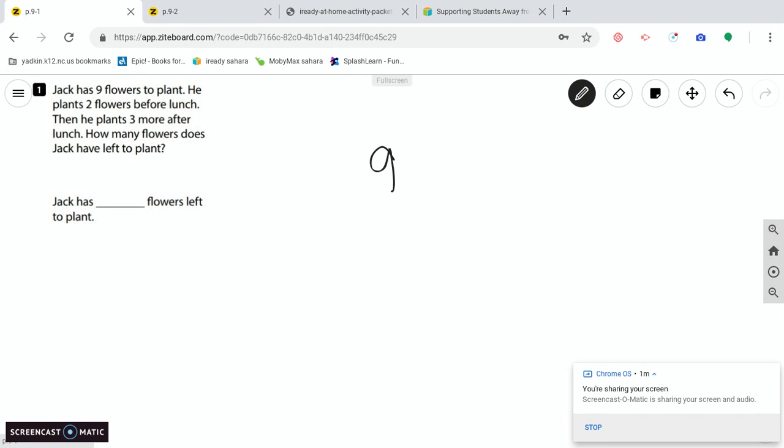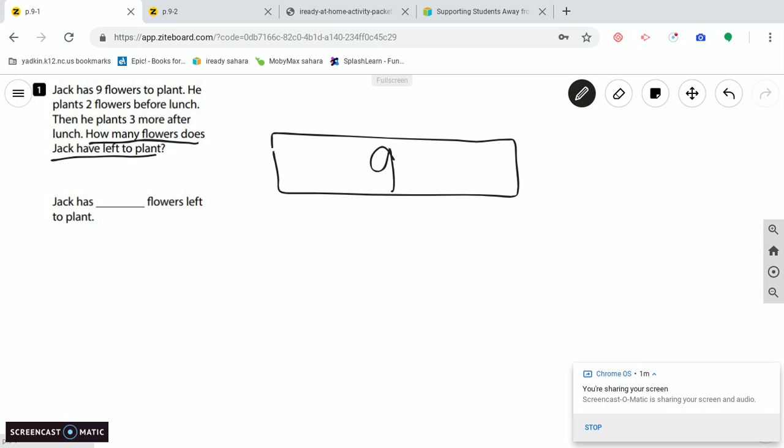Guys, think about it. If he only has 9 to plant, that number is our whole. He doesn't have any more than 9. He doesn't get any more than 9. He only plants the ones that he has. So our question is asking us to find how many flowers Jack has left. If our answer is more than 9, then we know we've done something wrong, because 9 is our whole. We can't have more than the whole.